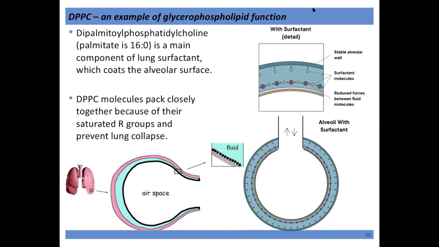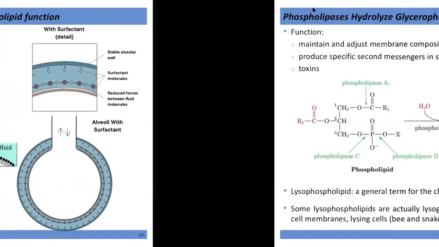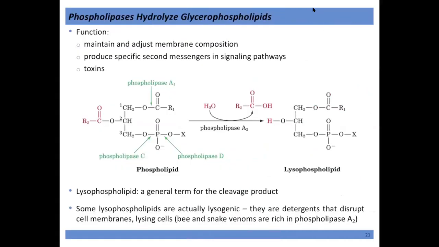So as you breathe air in, the space between the surfactants would actually increase. And then as you let the air out, they kind of come together and compress, and they just don't let the alveoli collapse. Okay, so interesting uses there. We'll get back to membranes.